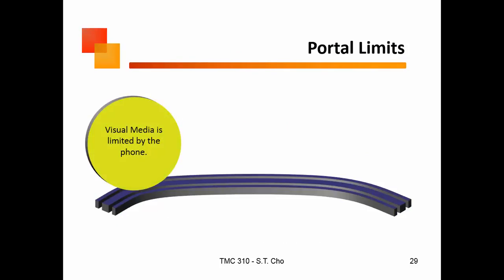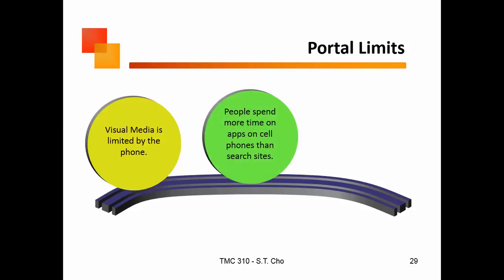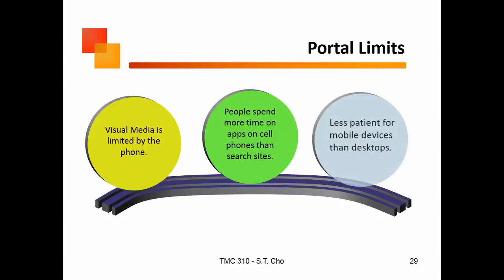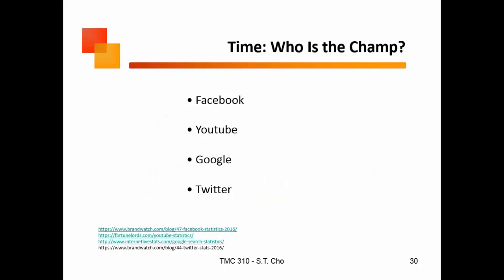Now, there are limits to a portal that you're using. In the case of mobile especially, you can only have so much visual media. You're limited not only by the computing speed, but the size of the display. You can only have so much information. This is part of the reason why people spend more time on apps, because it's very targeted. When you're on your phone, you have a lot less patience than you do when you're on your computer. Because on your computer, you're at one place. When you're mobile, you're moving around. You want speed. And so that's an issue.